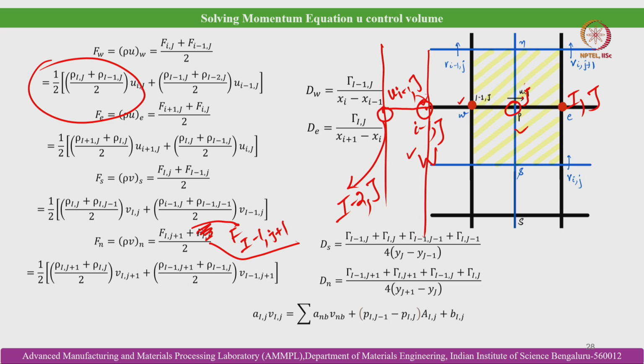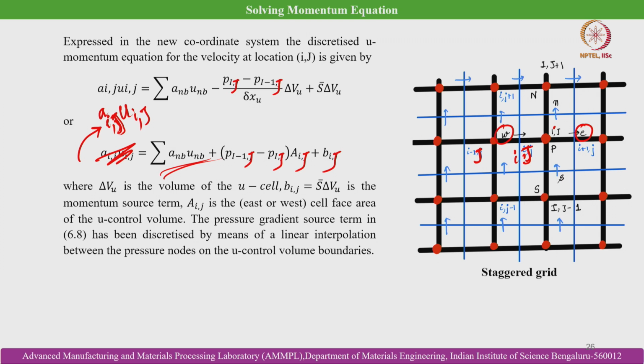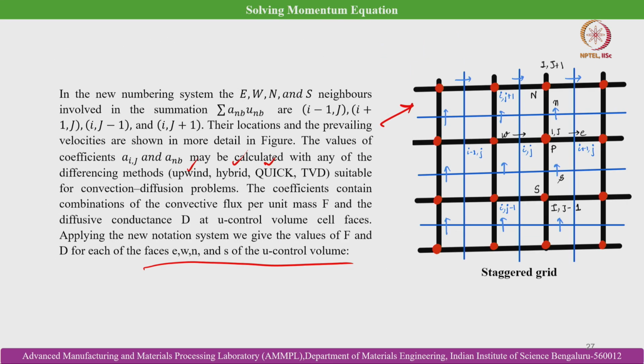Which is equal to half rho capital I capital J plus 1 plus rho capital I j by 2 into V capital I small j plus 1 plus rho capital I minus 1 comma capital J plus 1 plus rho capital I minus 1 capital J by 2 into small v capital I minus 1 comma small j plus 1. So now we have already calculated the convective flux per unit mass F. Now we need to discretize the diffusive conductance at the grid point, that is capital D.